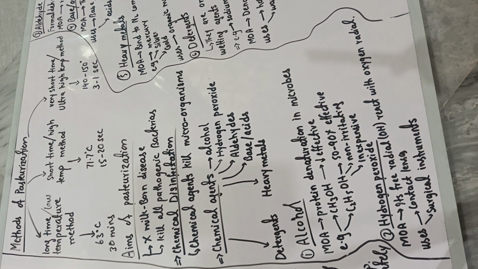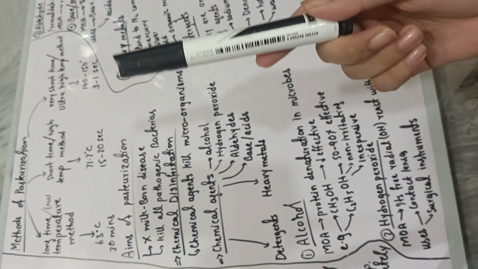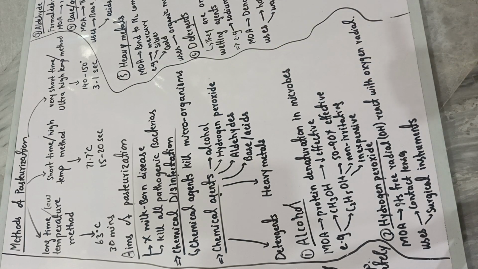And after that, the third method is the very short time and ultra high temperature method. In this method, you will keep it for a very short time, about 1 to 3 seconds only, but the temperature is very high for that time, and it becomes 140 to 150 degrees. So these are the three methods of pasteurization.